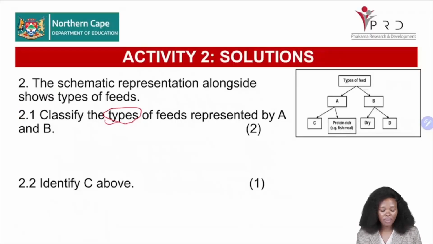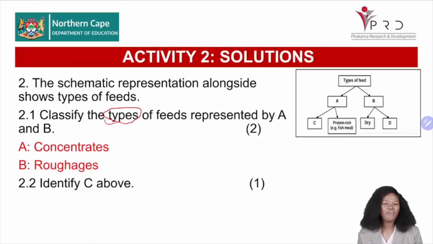2.1, you classify the feeds represented by A and B. Now, A is a concentrate and B is a roughage. Remember, you have analyzed the diagram, and then you were able to tell that A is a concentrate and B is a roughage. Why do we say it is a concentrate? One of the components of A is a fish meal. Remember, when a feed ends with meal, it is an indication that it is a concentrate.